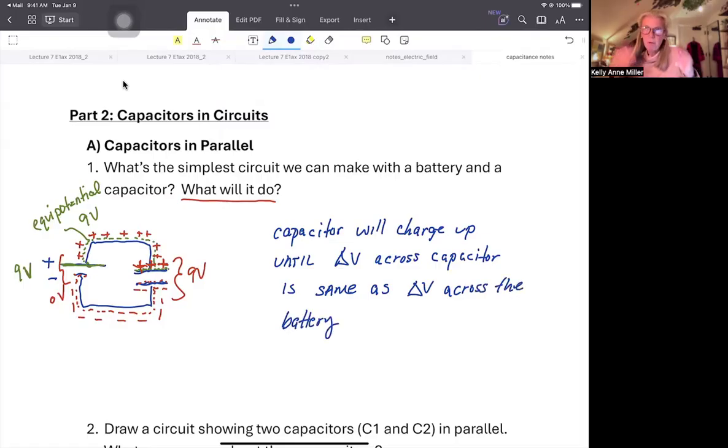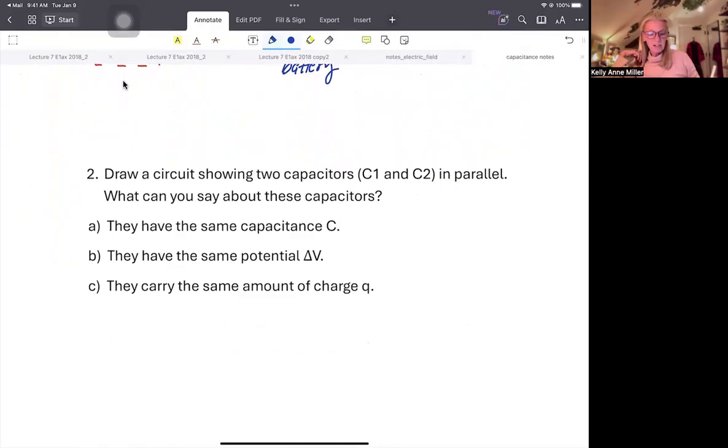Okay. And at that point, the charge will stop, because you'll have two equipotential surfaces: everything on the top is at 9 volts, everything at the bottom is at 0 volts. Okay. So let's say that we have a circuit with two capacitors, C1 and C2, and they're both in parallel with each other. What can you say about these capacitors? Well, they have to, by definition, have the same potential difference.